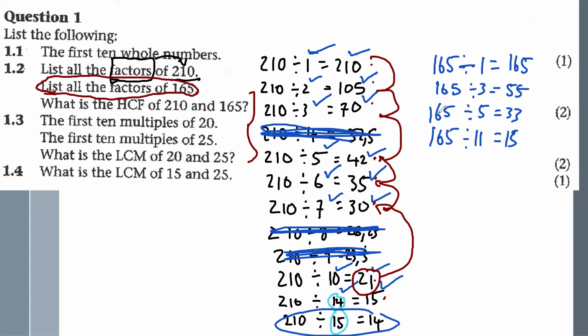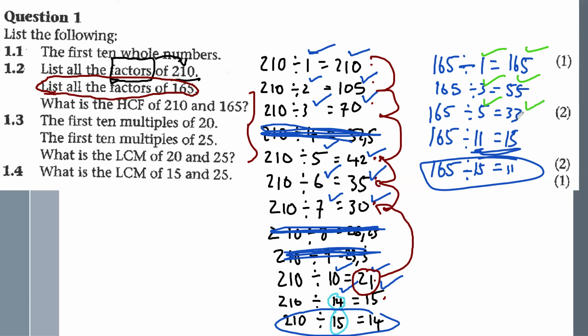Okay, let's continue moving and see what comes up. I'm sure if we try 15, we're gonna get something. And guess what? 15 will actually give us 11 because of that relationship. So now you stop. Okay, now let us mark the factors of 165. It is 1 and 165. It is 3 and 55. It is 5 and 33. It is 11 and 15.